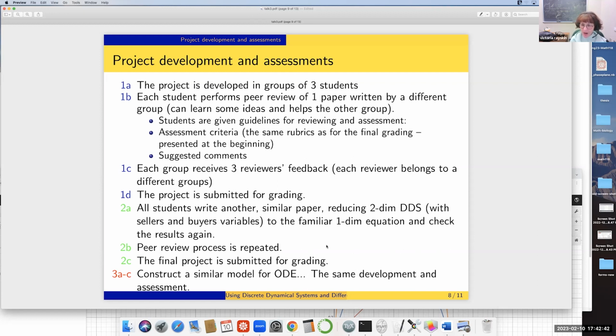their own paper. There are very clear guidelines on how to write a review for their classmates, how to assess their classmates' papers. They receive assessment criteria and suggested comments for the review. And finally, after this exchange of ideas and receiving reviews, the project is submitted for final grading.